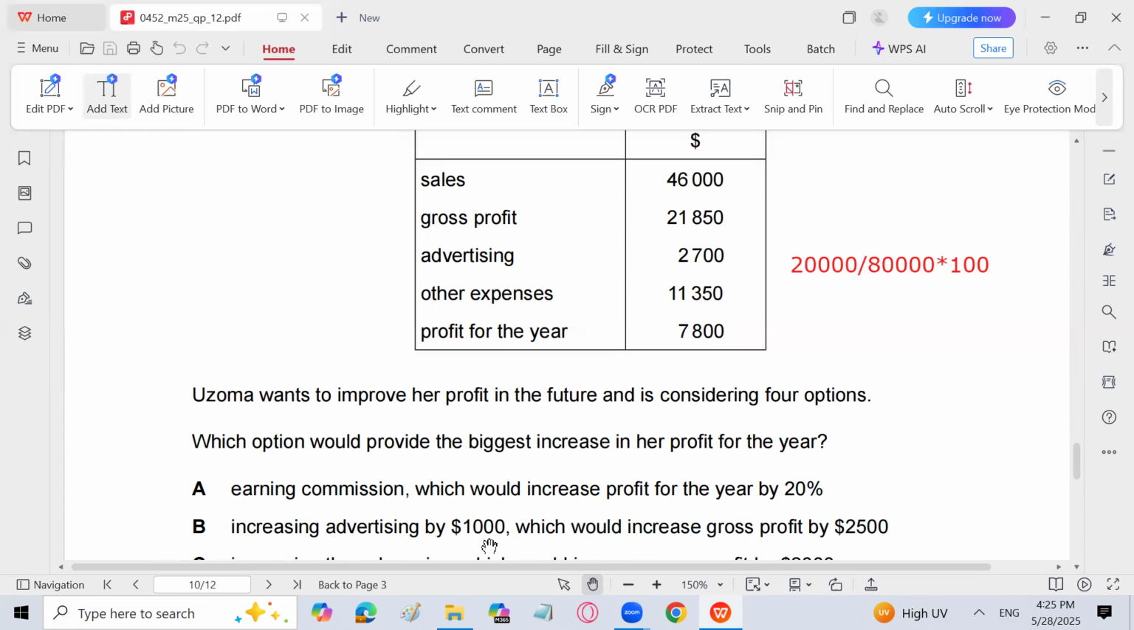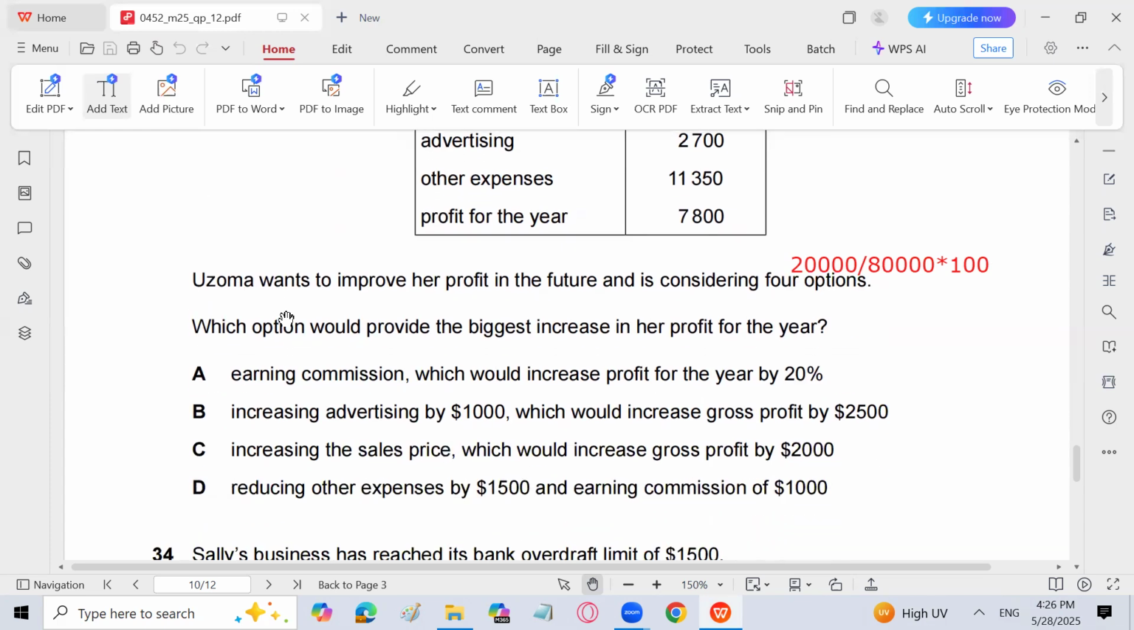This will increase by 1,560. Increasing advertising by 1,000, which would increase gross profit by 2,500. This will increase our profit by 1,500. That is less than 1,560, so A is still more. Increasing sale price, which will increase gross profit by 2,000. So gross profit will increase by 2,000, which will increase profit also by 2,000. Reducing other expenses by 1,500 and earning commission of 1,000. So that will increase the profit by 2,500.